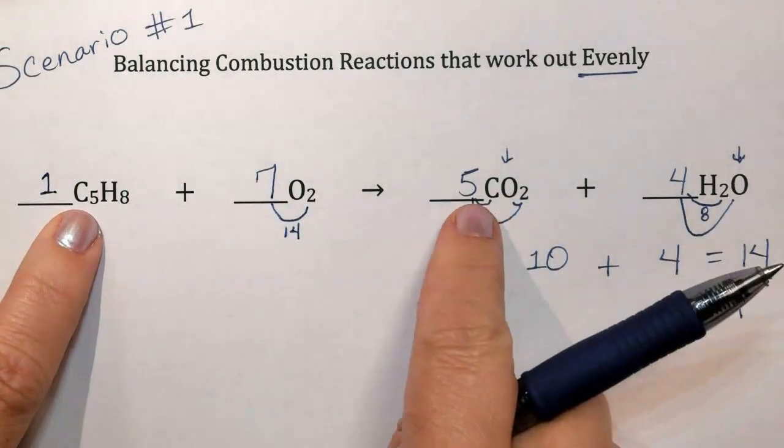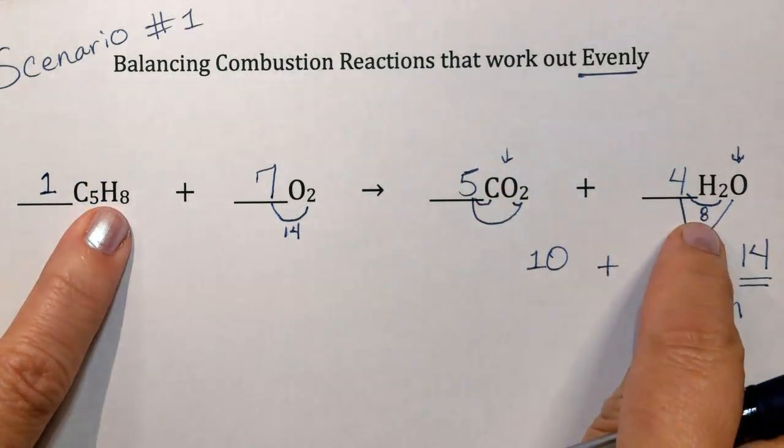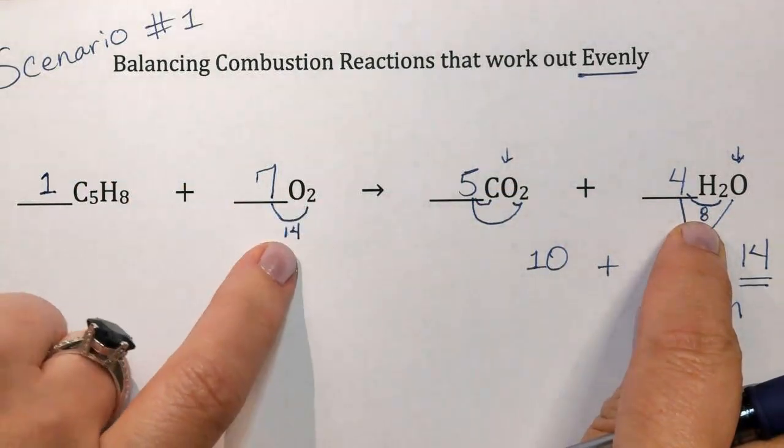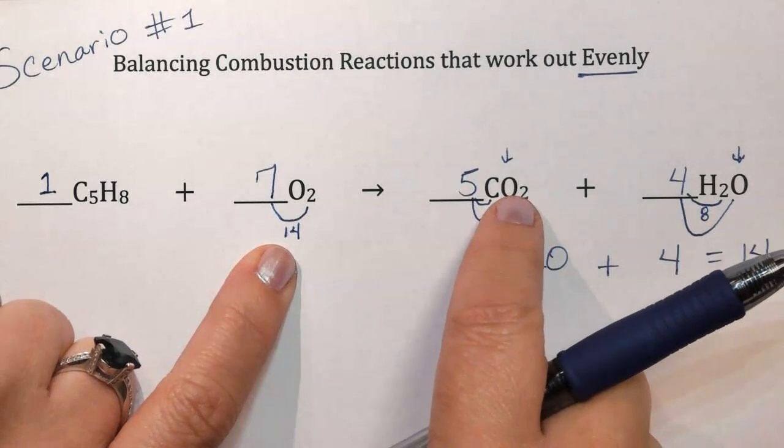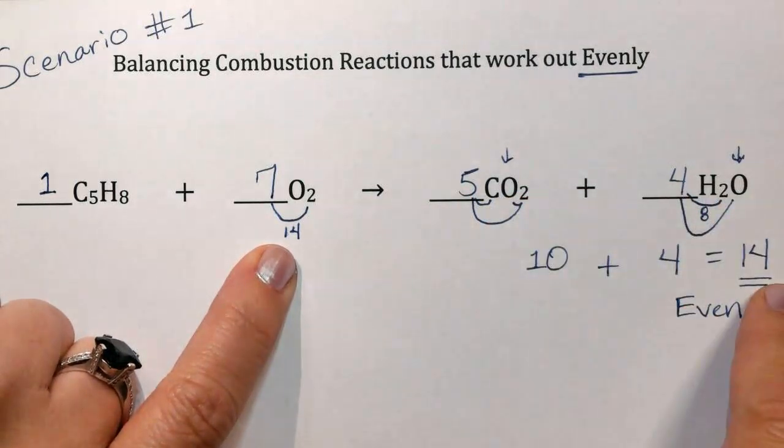We have 5 carbon, 5 carbon, 8 hydrogen, 8 hydrogen. 7 times 2 is 14 oxygen. 5 times 2 is 10, plus 4 equals 14 oxygens on the right.